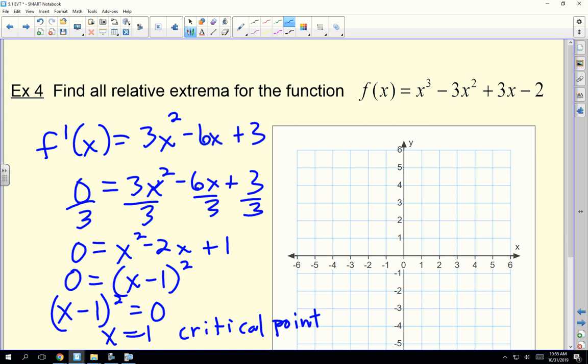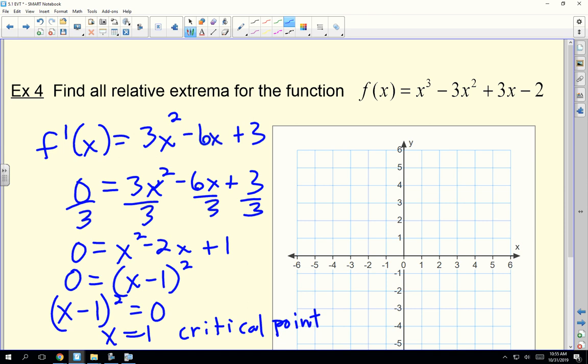So is it going to be a max or a min? I don't know. It does bounce. So this is the first derivative. So we found x equals 1 is a critical point. Here's the deal. If 1 is the only critical point, we have everything to the left of 1 or everything to the right of 1. Okay. So let's go ahead and just do our little test here.